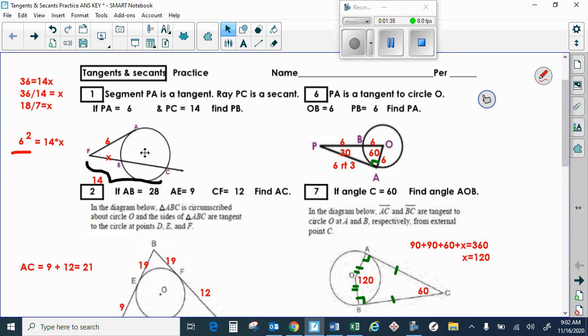So you get 6 squared equals 14 times x. 36 equals 14x, divided by 14 on both sides. Since they're both even numbers, you must simplify that down to 18/7, and there's your exact answer.